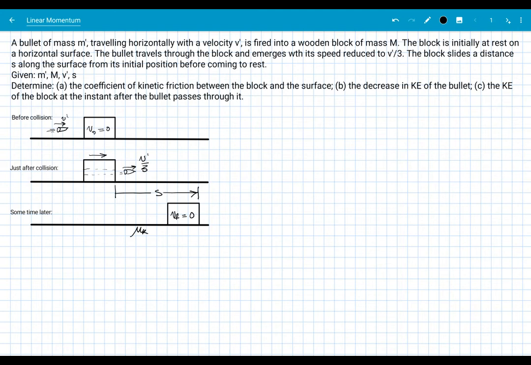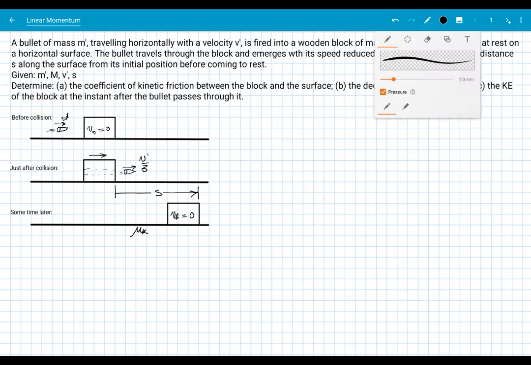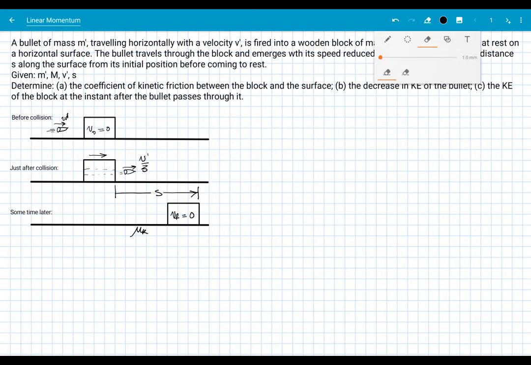So for this problem, let's just take in the scenario first. It's a little bit complex. We have this bullet of mass m prime, so we're given the mass of the bullet. It's traveling horizontally with some velocity v prime, so this is supposed to be a v prime right there, and it is fired into a wooden block. So go ahead and try to just see this scenario here. This is v prime, and the wooden block is initially at rest.